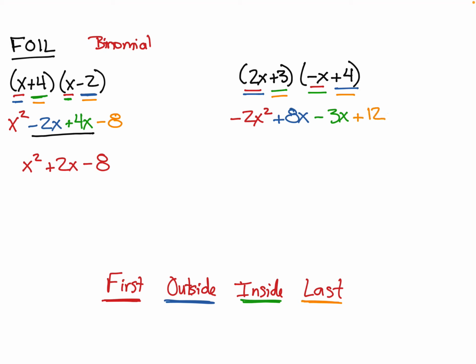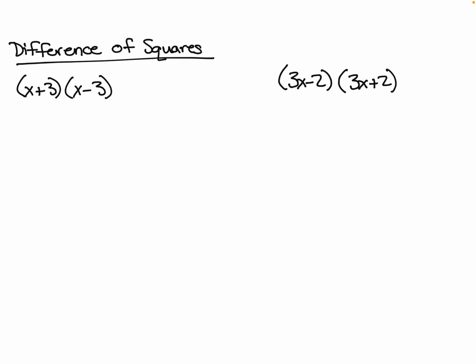Then look to see if I have any like terms to collect. I have no other x squareds, but I do have 2x terms, so those need to get collected together. So final answer, negative 2x squared, 8x minus 3x, positive 5x, plus 12. So 4 multiplications, first, outside, inside, last. So let's look at a few special cases here. And these will become more important sort of as we move through this unit.